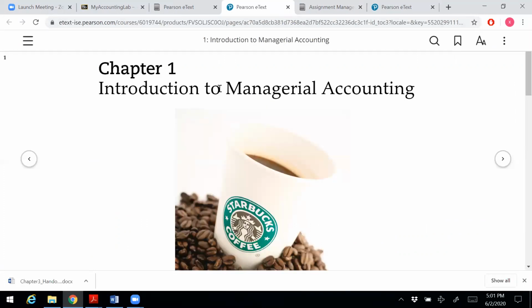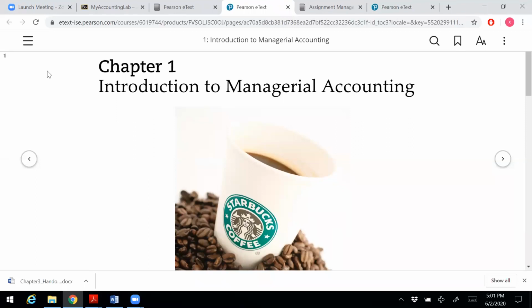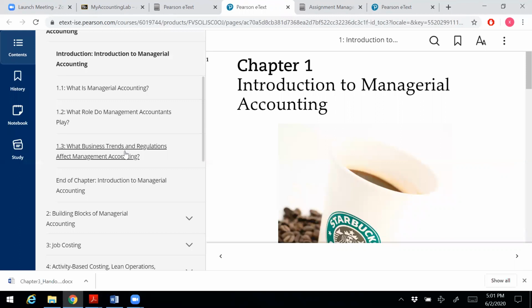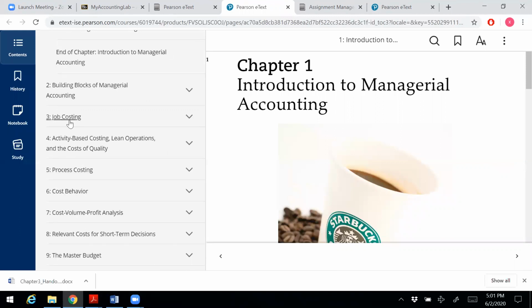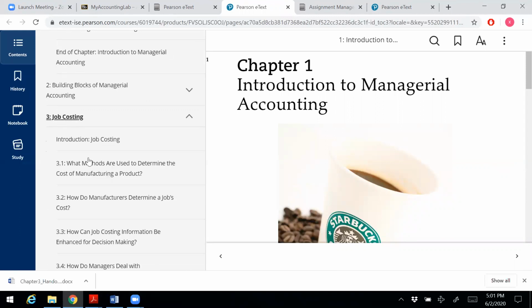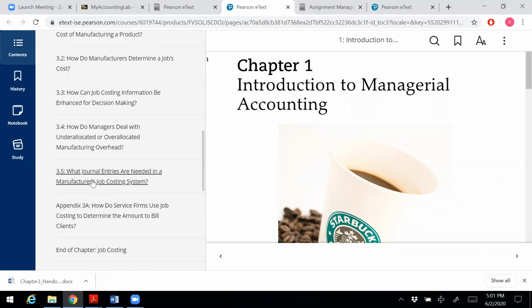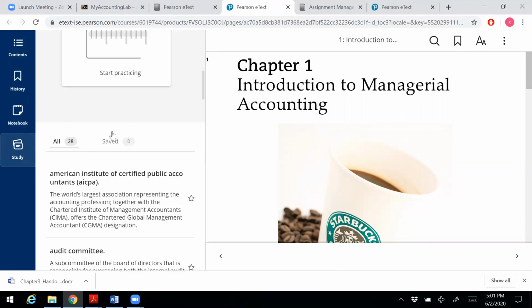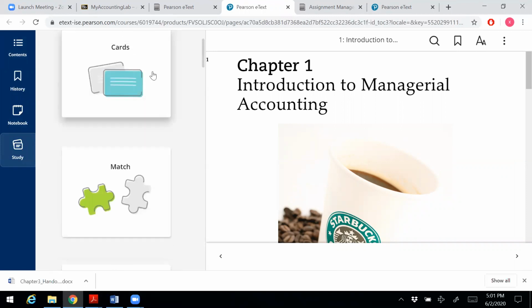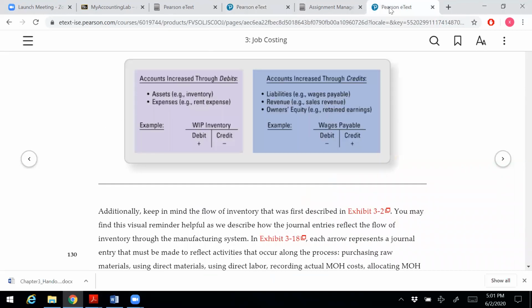You can download this to your phone. You can read the textbook when you wait for your girlfriend, boyfriend, family, pets or something. You go to your menu and find your chapter there. We are looking at Chapter 3, the learning objectives, journal entries, those parts. You can also take notes and study. They also give you flashcards and everything from the textbook.